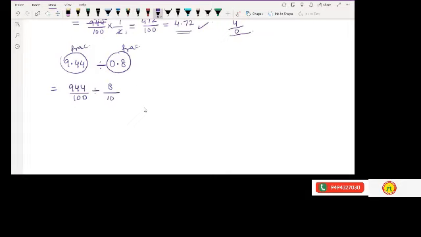So now with the KCR rule again, 944 by 100, keeping the first term as it is, changing the sign to multiply, and taking the reciprocal of the second term. So now we see whatever we can cancel from here. 0 and 0 can cancel. 10 and 10. Okay, these two are now even numbers.